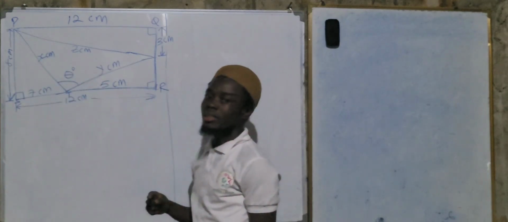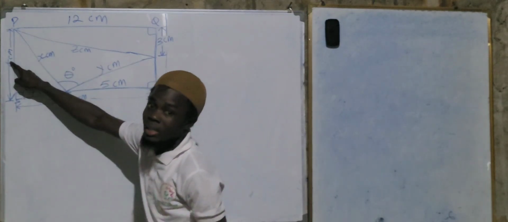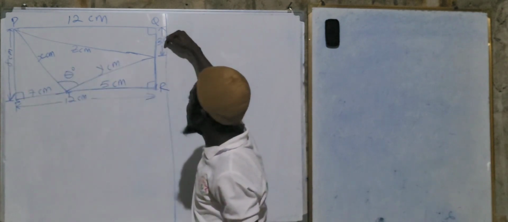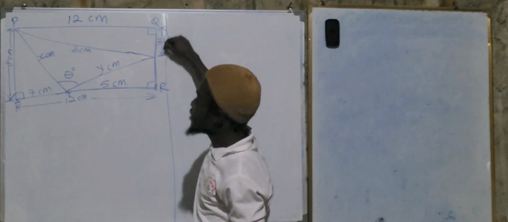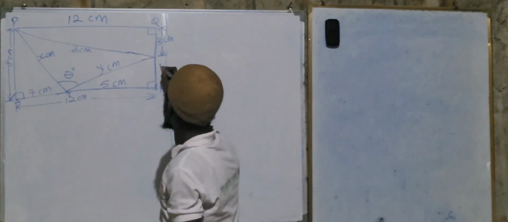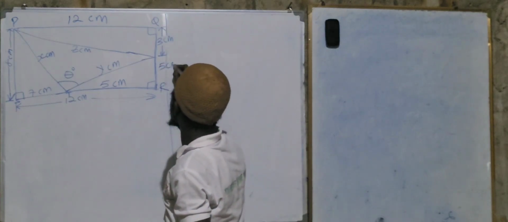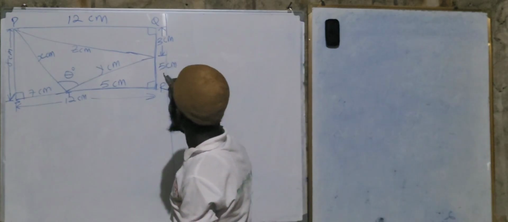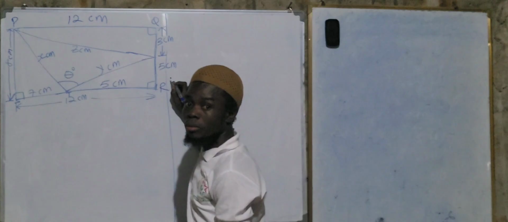Now come here again. Parallels are equal, right? Now here we have 8 centimeters. So this area here is what? Is 5 centimeters, 3 centimeters, right? So here is what now? 5. So here we have 5 centimeters. The moment you are able to also interpret the question, then you can solve the problem.